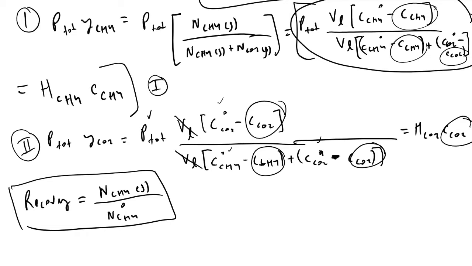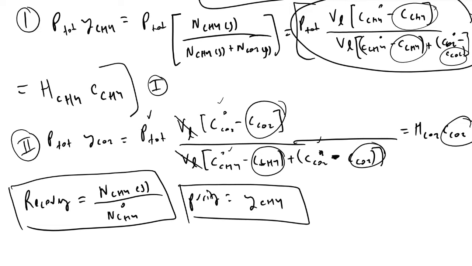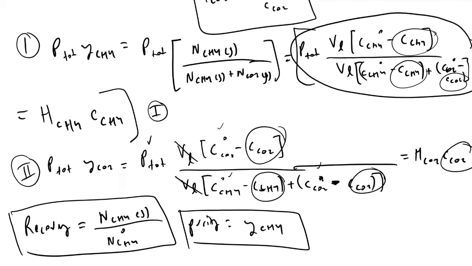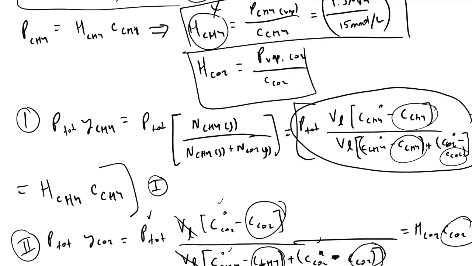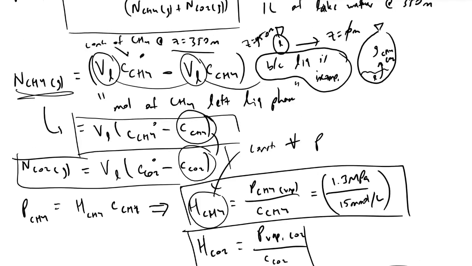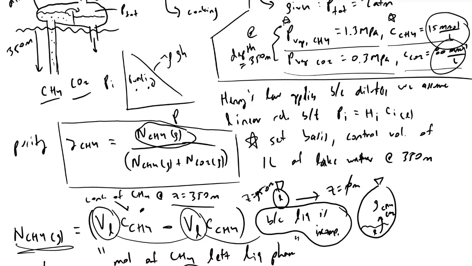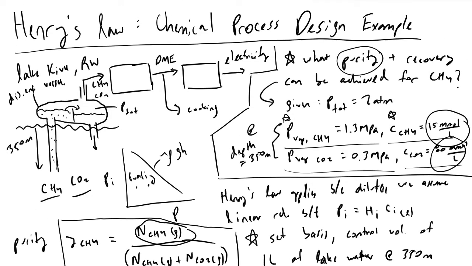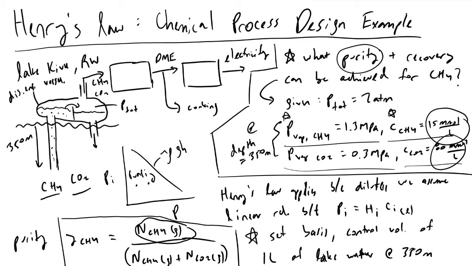And then purity, as we defined earlier, was simply equal to the mole fraction of methane that exists in the gas phase, and I call that Y sub CH4. And so this wraps up how we're able to use Henry's law in our analysis of the purity and recovery that can be obtained at a given total pressure. And we're applying this to a real-world situation that can really help people out. So it is very exciting stuff.